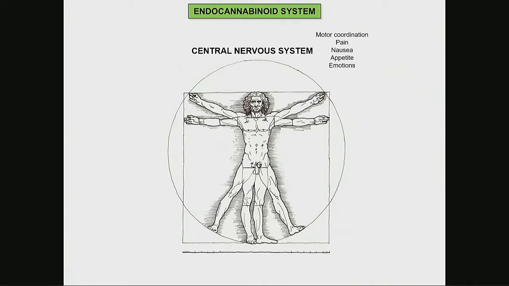But we have cannabinoid receptors and the rest of the elements of the endocannabinoid system in other parts of the body, not only in the brain. And this is just a very brief summary.